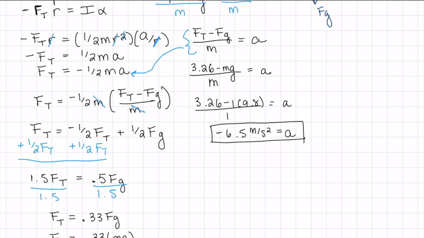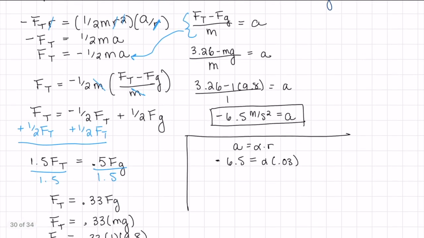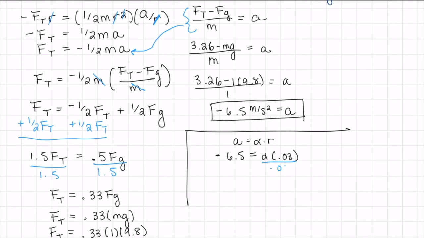And then last but not least, I'll rewrite it down here and do a little box. We have linear is angular times r. So negative 6.5 equals alpha times 0.03. Divide out that 0.03, and I get negative 218 radians per second squared is alpha.